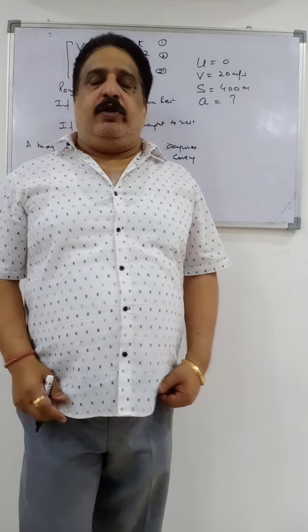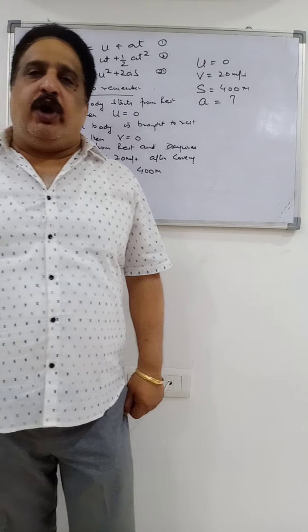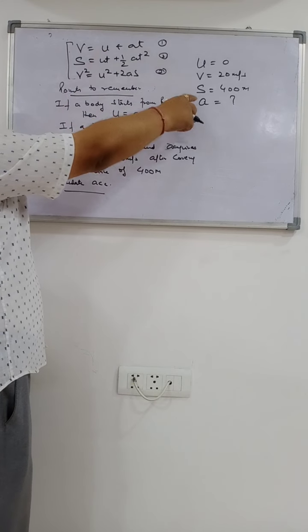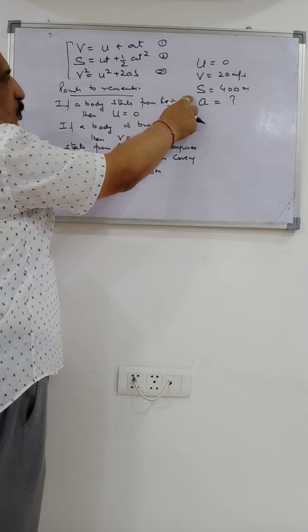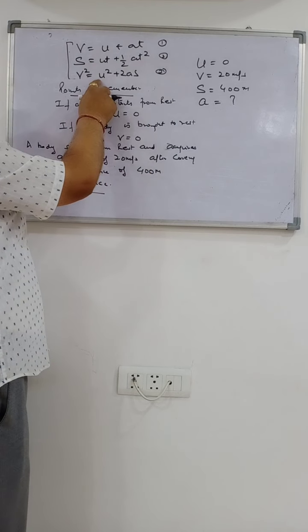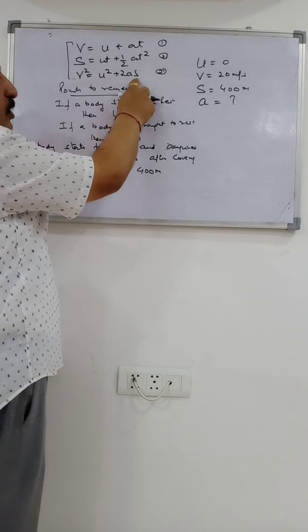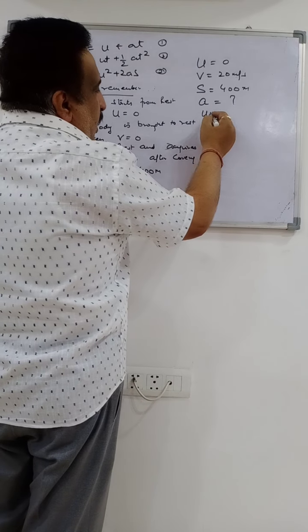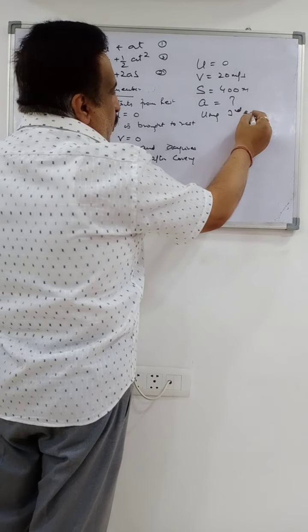You have to use the equation in which there is V, U, A and S. The first cannot be used because you don't have the t. The second cannot be used because you don't have the t either. The third can be used because here it is v, u, a and s. So, using the third equation of motion.